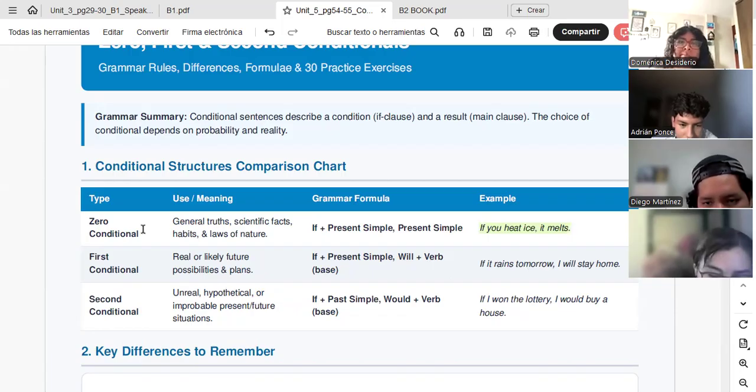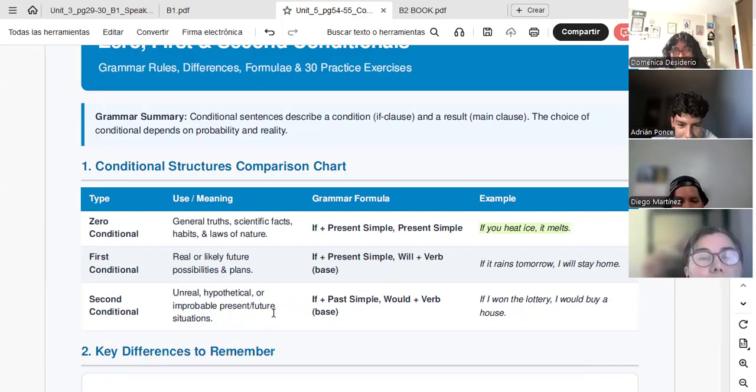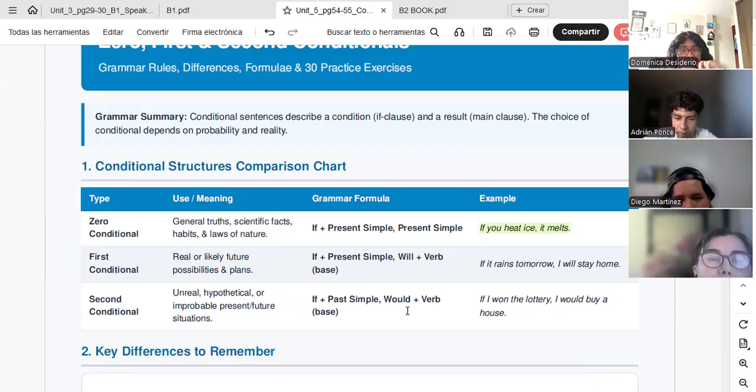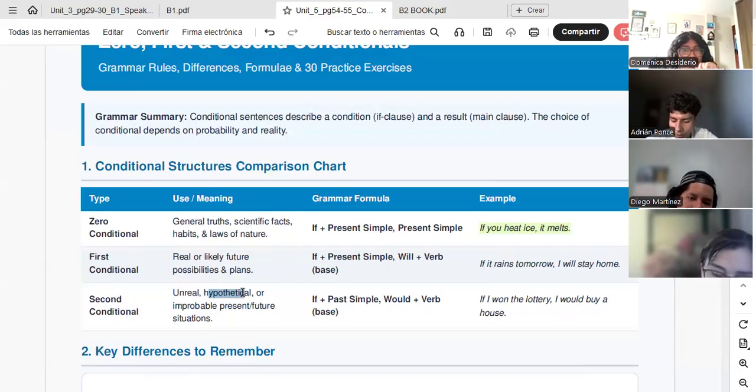Okay, and finally we have second conditional. Second conditional: unreal, hypothetical, or improbable present or future situations, ¿sí? Situaciones no reales, hipotéticas o improbables en el presente o en el futuro. So, if plus past simple plus would plus the verb in base form, okay? So, if I won the lottery, si me gano la lotería, past simple, I would buy a house. Compraría una casa. This is a hypothetical situation.